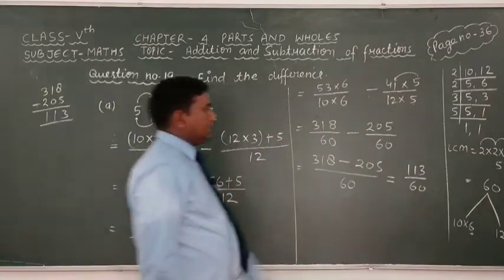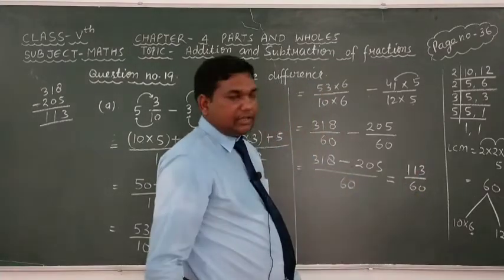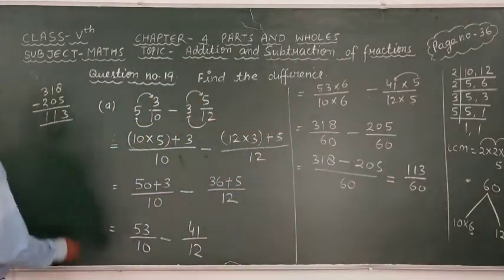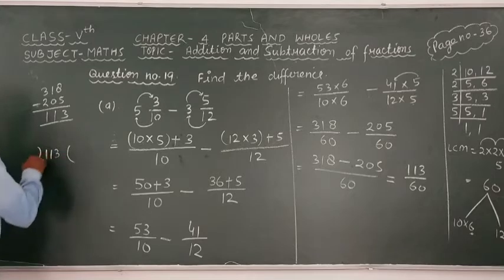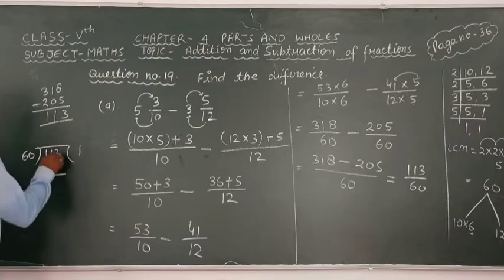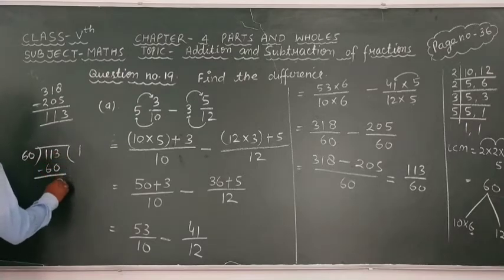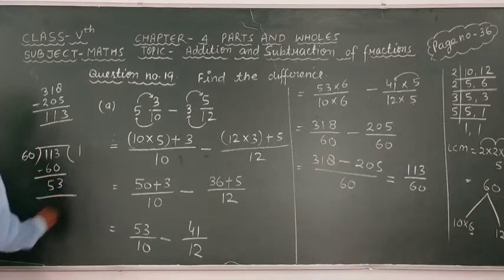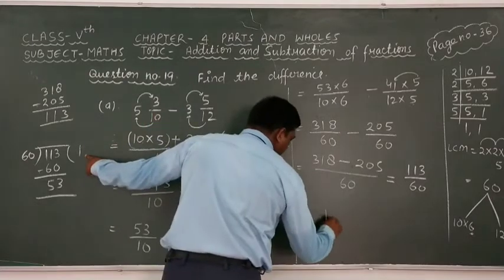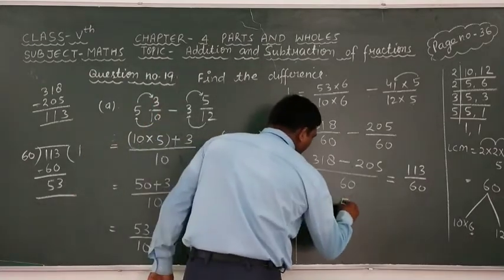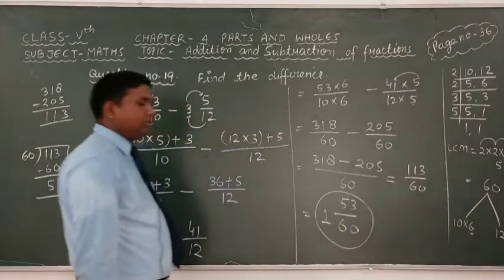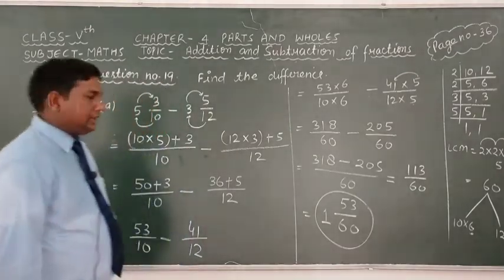This is an improper fraction, therefore we change it into a mixed fraction by dividing 113 by 60. 6 1s are 60. After subtracting we get 3 minus 0 is 3 and 11 minus 6 is 5, so 53. Therefore the mixed fraction is 1 mixed 53 over 60. This is the answer of this question: 1 whole 53 over 60.